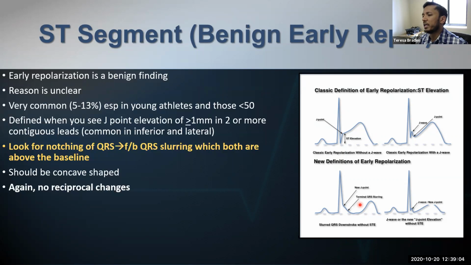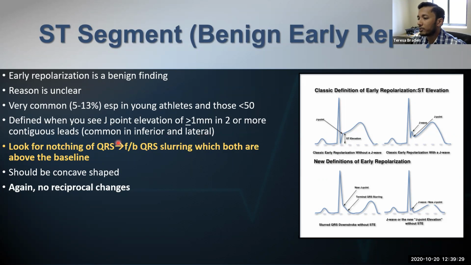But how do you define it? It's when you see that J point elevation, so here's the J point right here, greater than or equal to 1 millimeter or more, in 2 or more contiguous leads. You have to have them contiguous, V1 and 2, leads 2 and 3, or 2, 3, and AVF, which we just talked about. But we're more commonly going to see it in 2, 3, AVF as well as 1, AVL or V5 and V6, so those lateral leads.